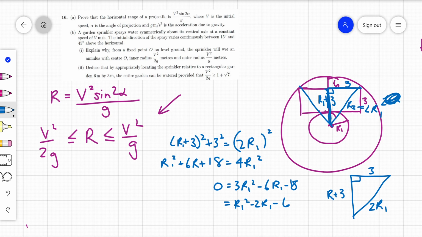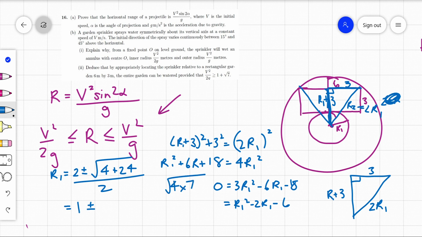So let's solve using the quadratic formula. I'm just going to write it over here. So R1 is negative b plus or minus the square root of b squared minus 4ac, so minus minus is a plus, 4 times 6 is 24, all over 2a, so over 2. So you can see we're going to get 1 plus or minus the square root of 28, since 4 plus 24 is 28. 28 is 4 times 7. So if we square root that, we get 2 root 7, and then we divide by this 2 on the bottom. So we've just got root 7 there.